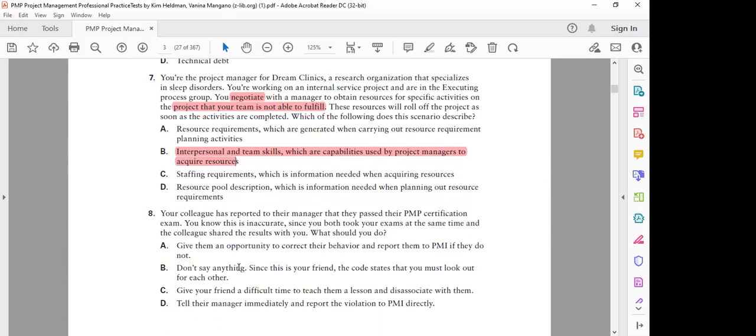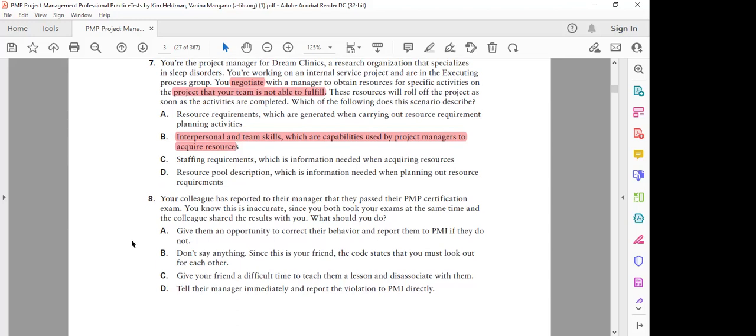Let's go next. Your colleague has reported to their manager that they passed their PMP. You know it is inaccurate, since you both took the exam and he shared the result with you. What should you do? The ethical answer, and then make your life easy. You cannot accept, you cannot reject, you cannot ignore. Which one is the better answer here?